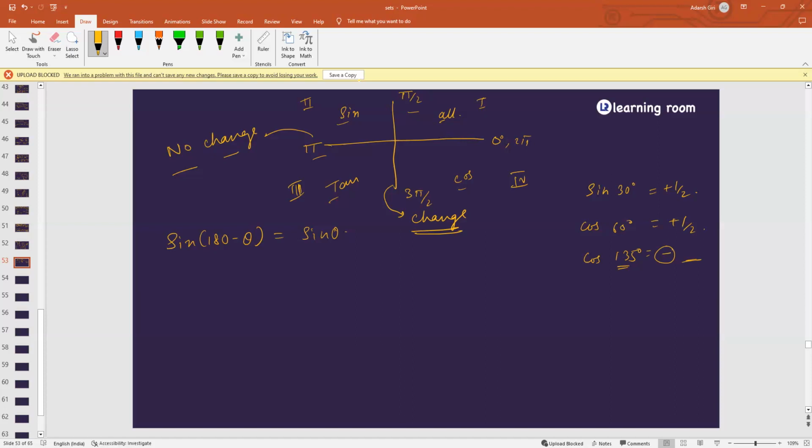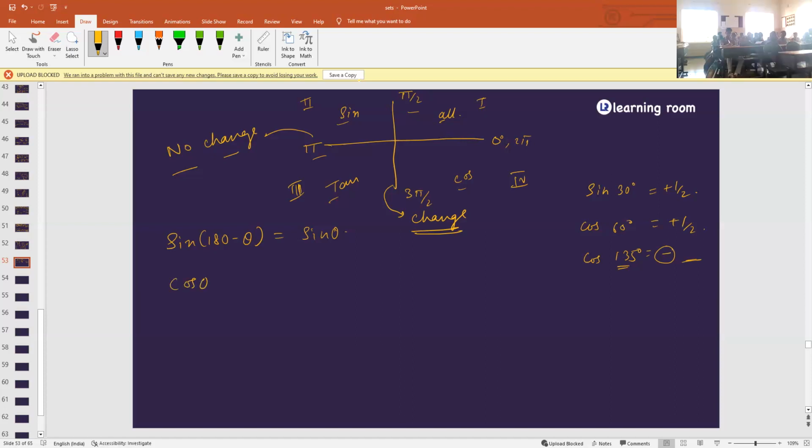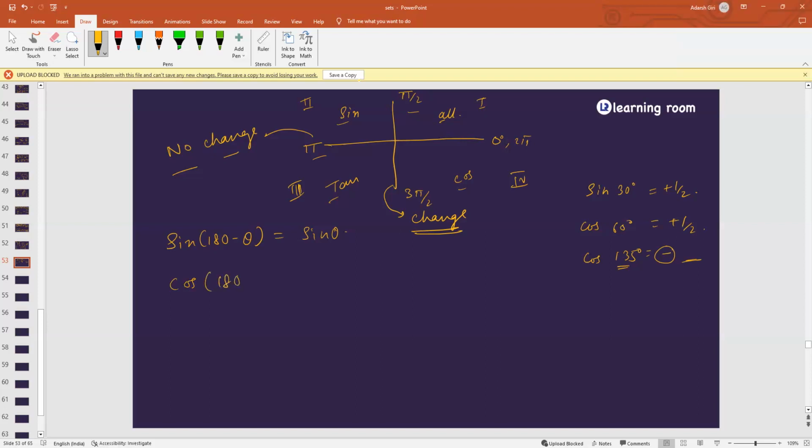Next, cos of angle 180 minus theta is minus cos theta. Sine of angle 90 plus theta is cos theta. So this is what you have to see. From here we can calculate cos of 135 degrees.